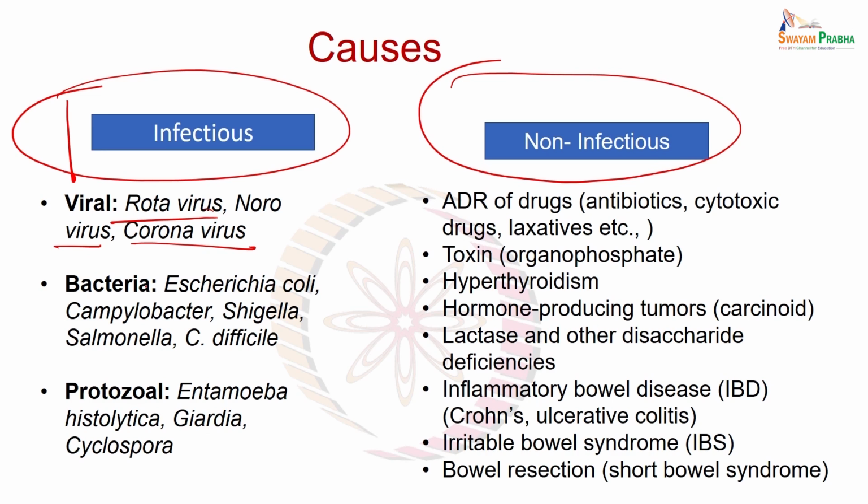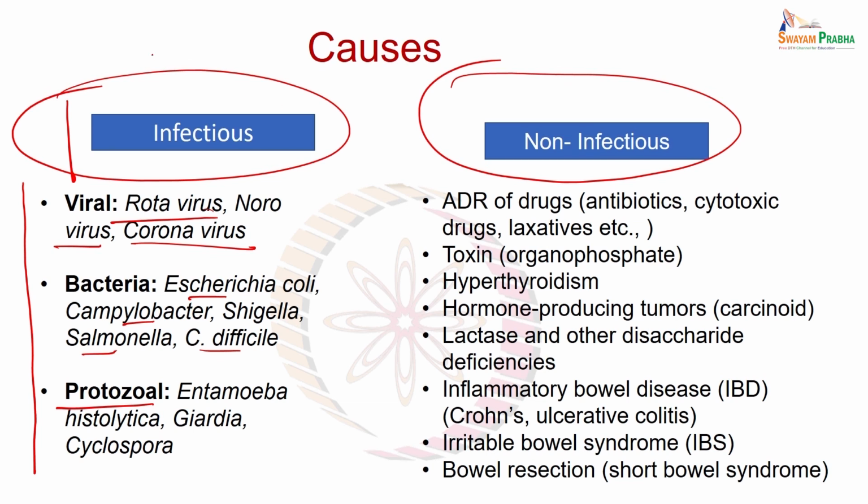Bacteria causing diarrhea are E. coli, Campylobacter, Shigella, Salmonella and Clostridium difficile. These are the common bacteria which cause diarrhea. Protozoal diarrhea, which is quite common in India, primarily because of poor hygienic conditions, is amoebic diarrhea caused by Entamoeba histolytica, Giardia, or a mixed infection where Entamoeba, Giardia and Cyclospora are all present. These infectious diarrheas, viral, bacterial or protozoal, are sometimes mixed. There may be a viral component, a bacterial component, and a protozoal component also.